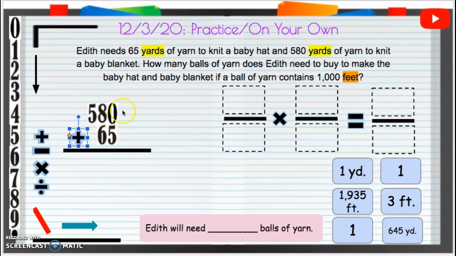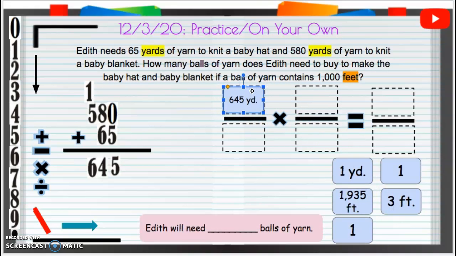Now, 0 plus 5 is 5. 8 plus 6, 8, 9, 10, 11, 12, 13, 14. I'm going to carry that 1, drop that 4. 5 plus 1 is going to be 6. So, 645. 645 what? Oh, 645 yards. That's what we're starting with. So that's how much she needs.